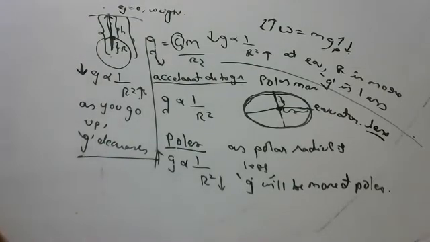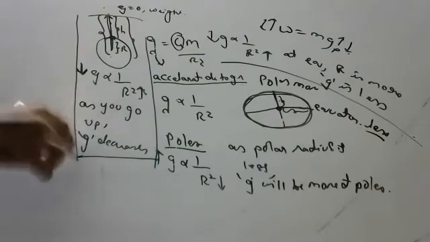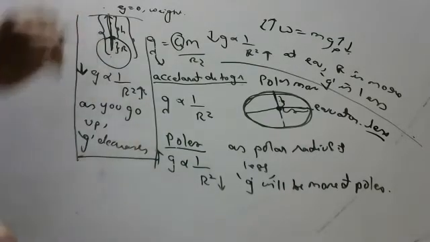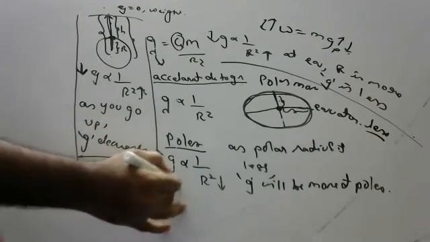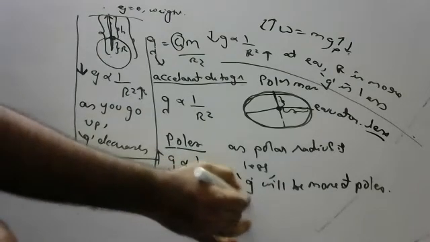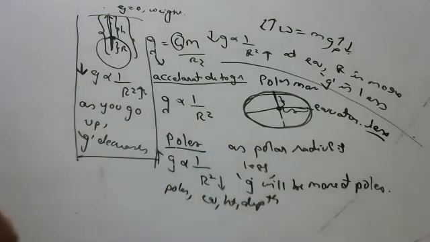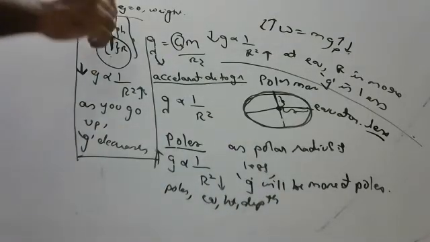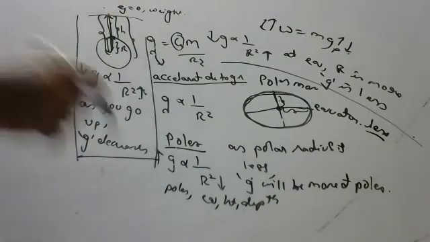So children, till now, what we studied: we studied poles, where g is more. We studied the equator and we studied height. Now I'm going to tell you about depth. With depth, what happens? Children, if you dig a hole and go into it.